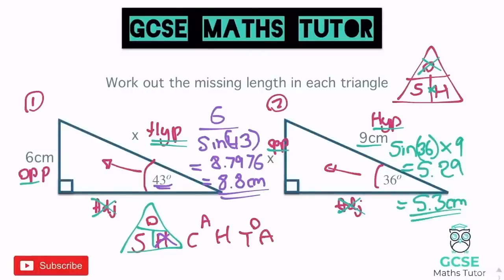And again, just thinking logically here about whether your answer makes sense, because it can't be longer than the hypotenuse there, so it can't be longer than 9. So you should know if you've done it wrong, because it might end up coming out longer than 9. So that's finding side lengths using SOHCAHTOA.